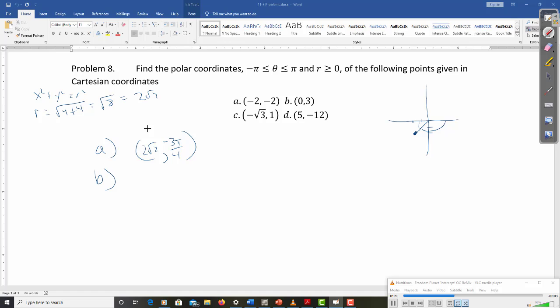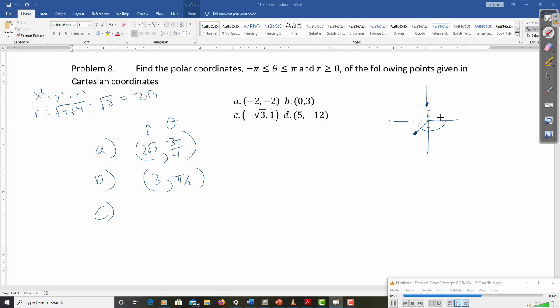B. Remember, this is the r, this is the theta coordinate. 0, 3, so that's 1, 2, 3. That is a 90-degree angle. So that's pi over 2. And then, I mean, you can't get any clearer than that as a radius. That's r equal 3. Don't even need to calculate that. It's right on the axis, going straight up.